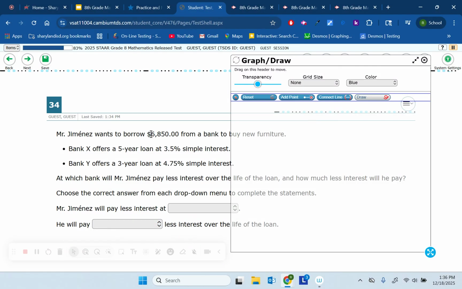I have taken out a loan. I need to borrow $6,850 from a bank. I can go with bank X or Y at a simple interest loan. So I got a 5-year loan at 3.5%.